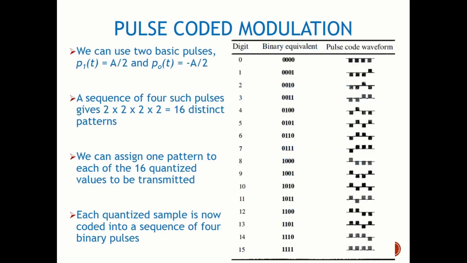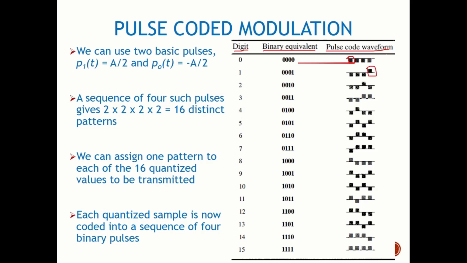This is a table which shows how these levels, which were previously in decimal numbers from 0 to 15, have their binary equivalent shown in this column, and the pulse coded waveform is shown in this column. So we can see that for a 0 a negative pulse is transmitted, and for a 1 a positive pulse is transmitted.